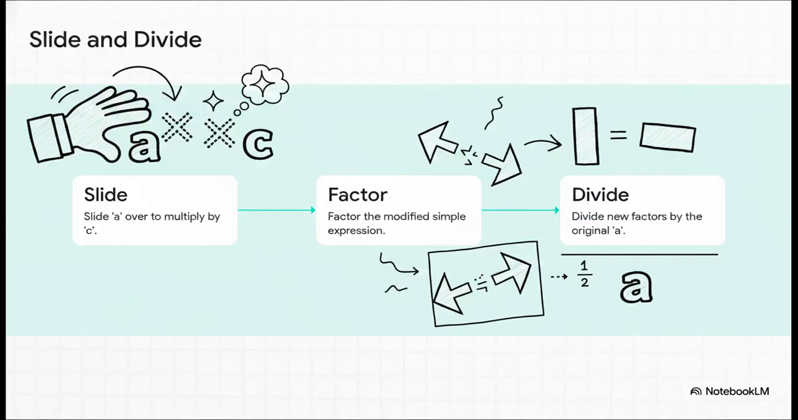But wait, what if that leading number isn't a 1? What if you have some stubborn number ruining your otherwise simple problem? Well, enter the slide and divide method. First, you take that leading a term, slide it over, and multiply it by your c term at the end. This magically and temporarily converts your equation into a simple case. Second, you factor that modified expression just like we did a second ago.